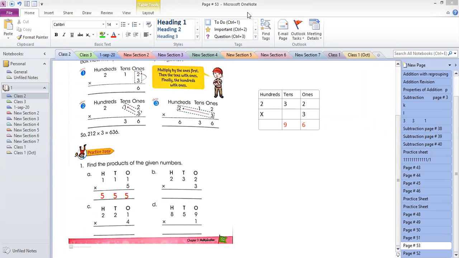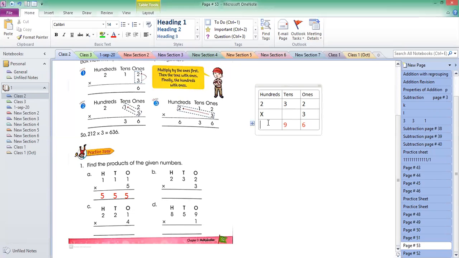Muhammad Ibrahim. Yes, please tell me. 3 multiplied by 2 is equal to? I need to multiply these two numbers. 6. The answer is 696. So I will write here 696.